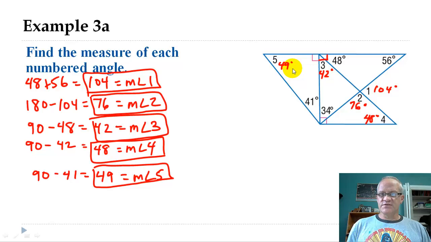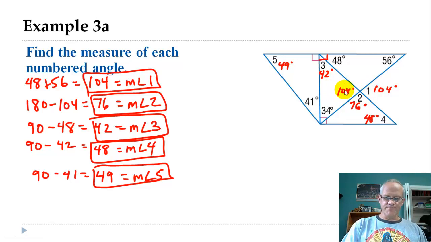And as you figure these things out, how you can check yourself is to add up the three angles in each little triangle. Is 49 plus 41 plus 90 equal to 180? Remember, angle 1 was 104, which means its vertical angle is also 104. So is 142 and 34 and 104 all equal to 180? And it should, 76 and 104. Yes, so you can double check yourself to make sure all those things work, okay?